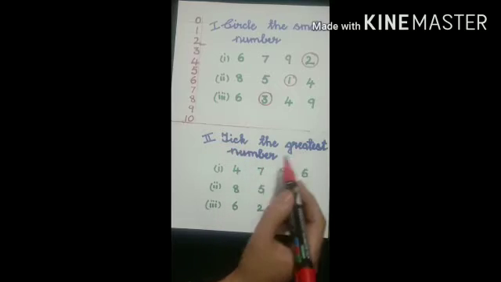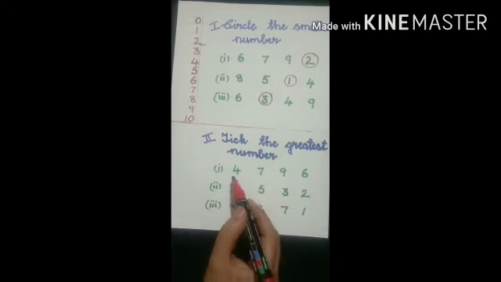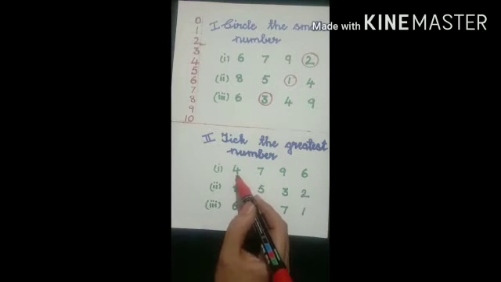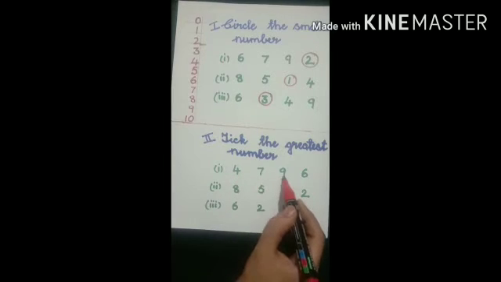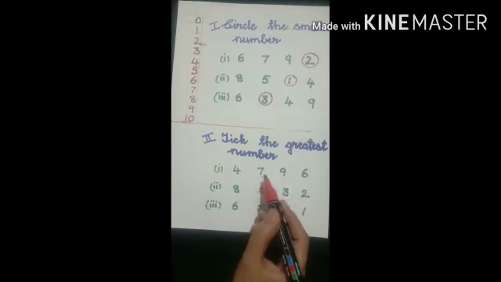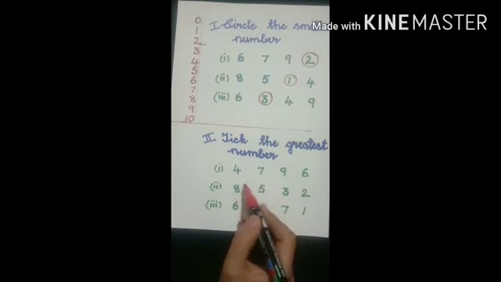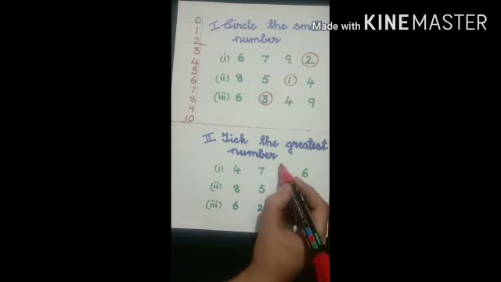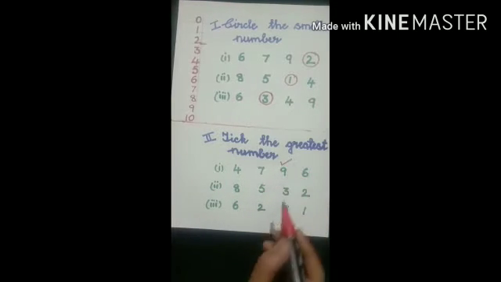Take the greatest number. Look at the first example. 4, 7, 9, 6. Which is the greatest number here? You have to tick the greatest number. So, here 9 is the greatest number.